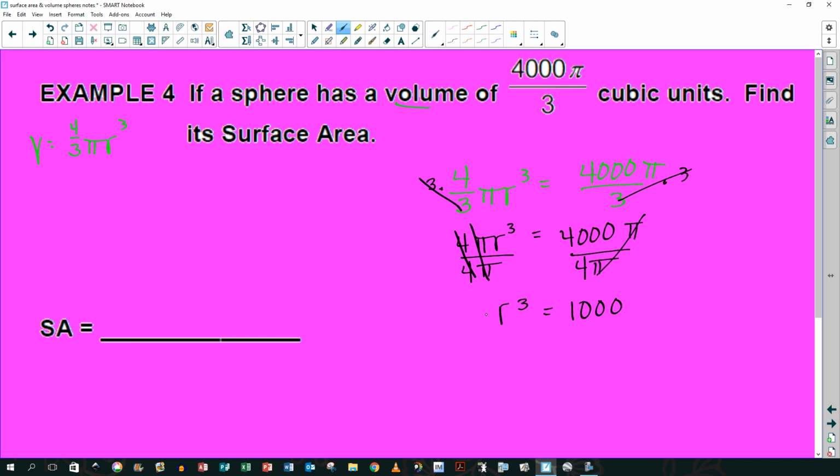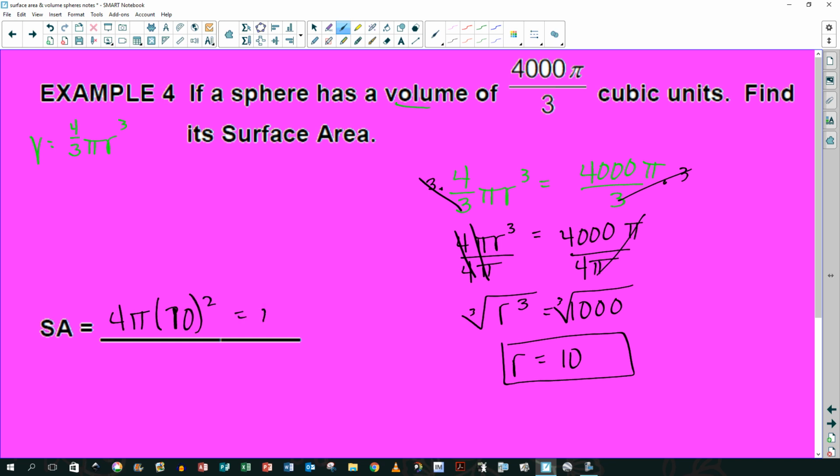And what is the opposite of cube? Take the cube root. So r is 10. But it doesn't say find the radius. It says to find what? Surface area. So 4 pi r squared. So 400 pi units squared. So that is the surface area. Okay, so even if it wasn't an obvious question that said 4,000 pi divided by 3, you would still need to divide by 3 so you could clear the fraction from the formula. Okay?